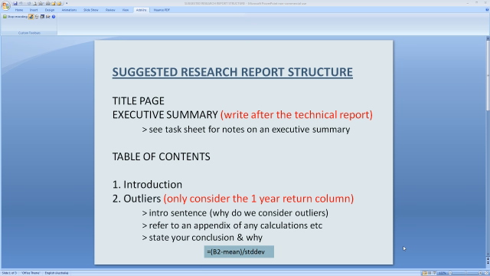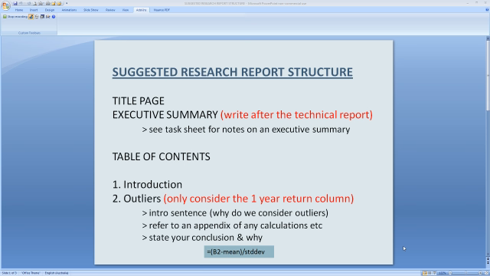The executive summary is placed at the beginning of the document, but you won't be able to write it until you have completed the technical report section of your report, as you will need to know what your findings and conclusions are to be able to summarise them.